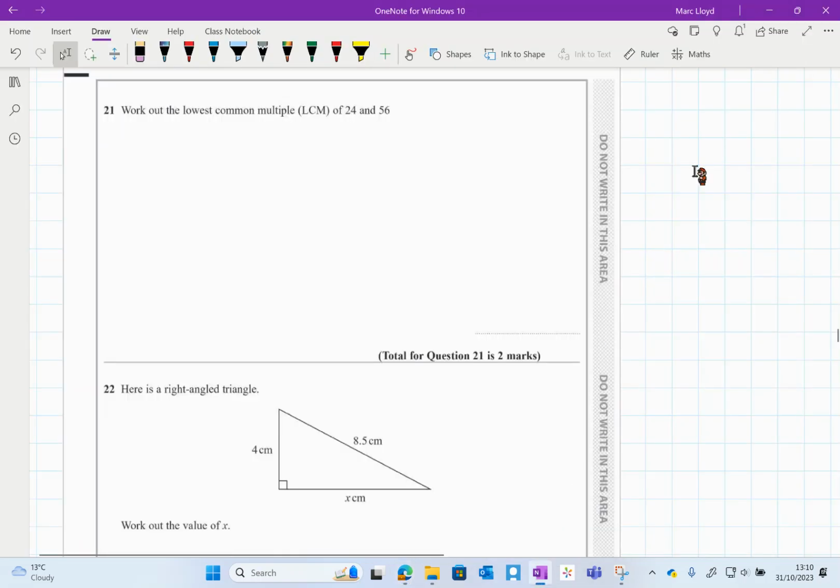Okay, so second installment. Let's get this one done. So work out the lowest common multiple of 24 and 56. Now you can just write 24, 48, 72 and keep adding the numbers. Do the same for 56 until you get there, but there's a different way of doing this.